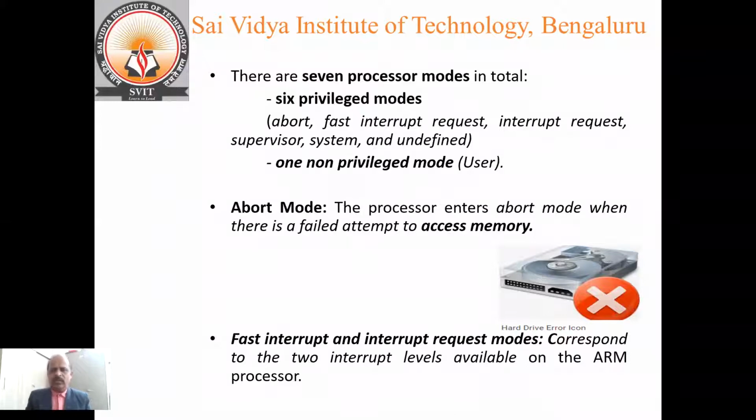There are 7 processor modes in total: 6 privileged modes, abort, fast interrupt request, interrupt request, supervisor, system, and undefined, and 1 non-privileged mode, that is user. Abort mode: the processor enters abort mode when there is a failed attempt to access memory. So this is shown pictorially. The fast interrupt and interrupt request modes correspond to the 2 interrupt levels available on the ARM processor.